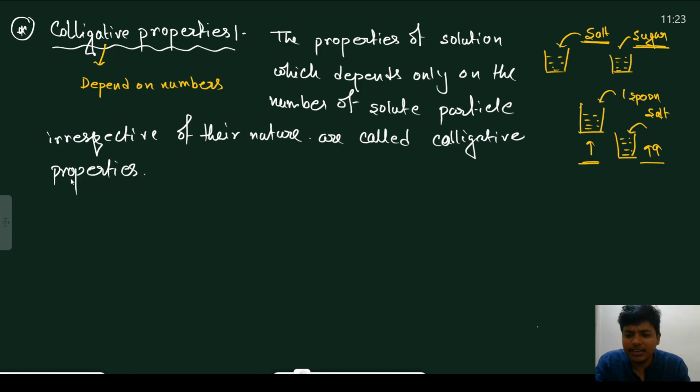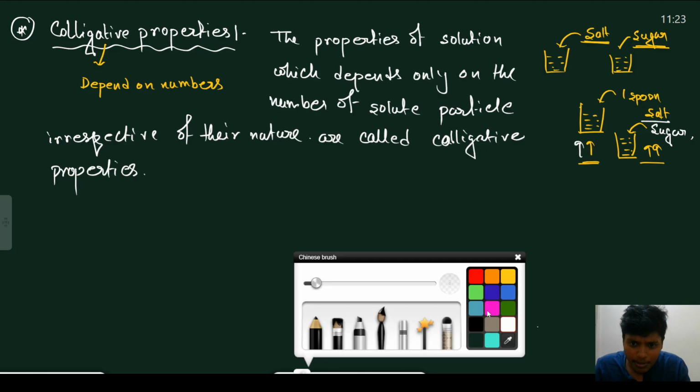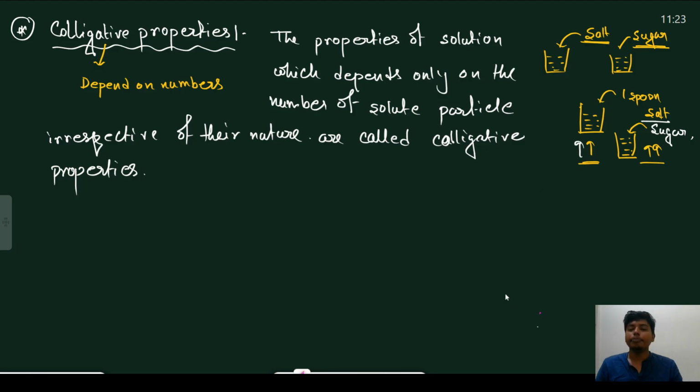It's a very simple thing. Like if I add, instead of salt, one spoon of sugar also, the boiling point also increases. That is the thing. It doesn't depend on the nature of the solute. It depends only on the number of the solute. The more you add, the change is more. Clear? Yes or no? Now you will ask, sir, what properties are there?